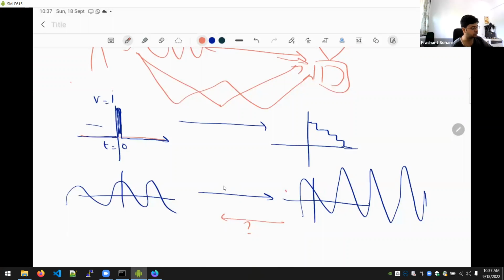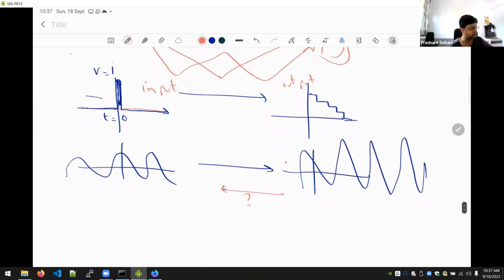So as it turns out, this operation, relating the input and the output, can be connected through a convolution operation. What we call the channel is in between. The channel is the one which distorts your input signal. You can write that the output is nothing but the input convolved with the channel. Okay. So can you figure out what this channel is?